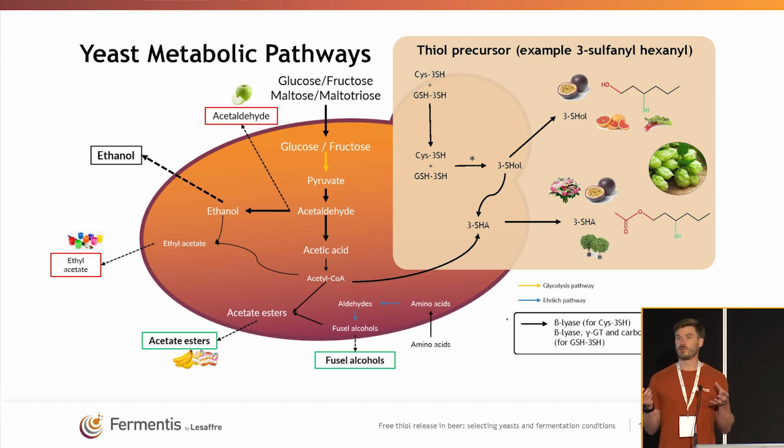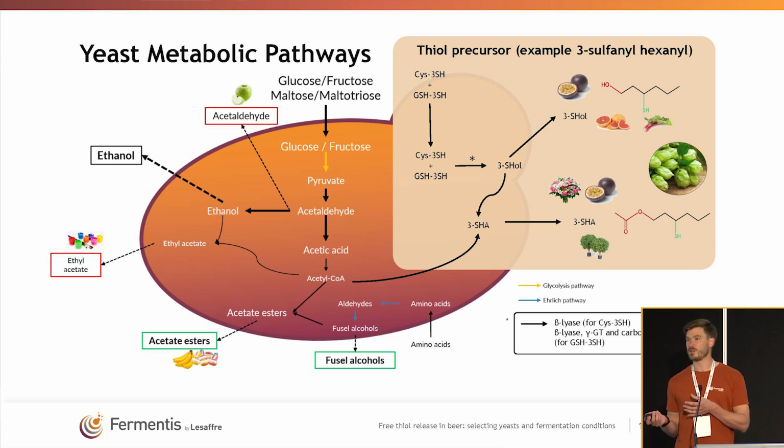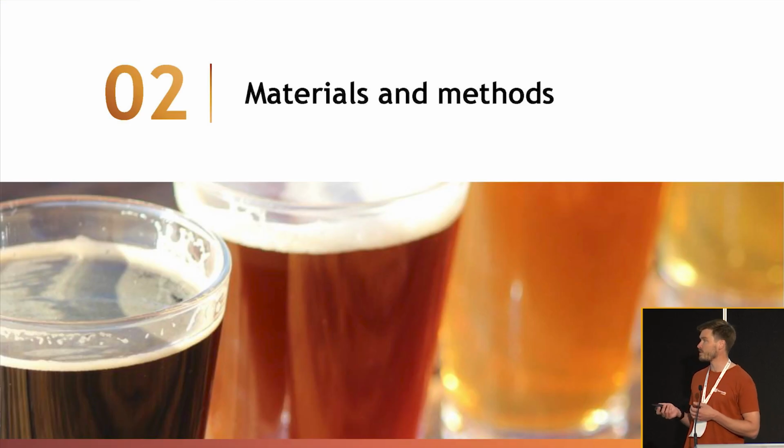We wanted to study this in more detail, and understand what yeasts would be more favorable, more performant in releasing those thiols. Is it the same for every yeast? Do we see a difference for lager and ale? Do we see differences among the ale strains? And can we also change that with fermentation conditions? This is what we wanted to answer in the study that we have done in Belgium.